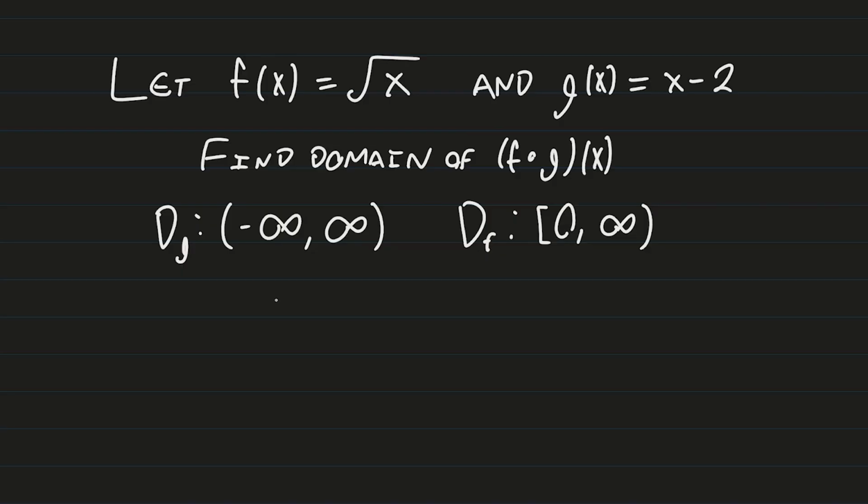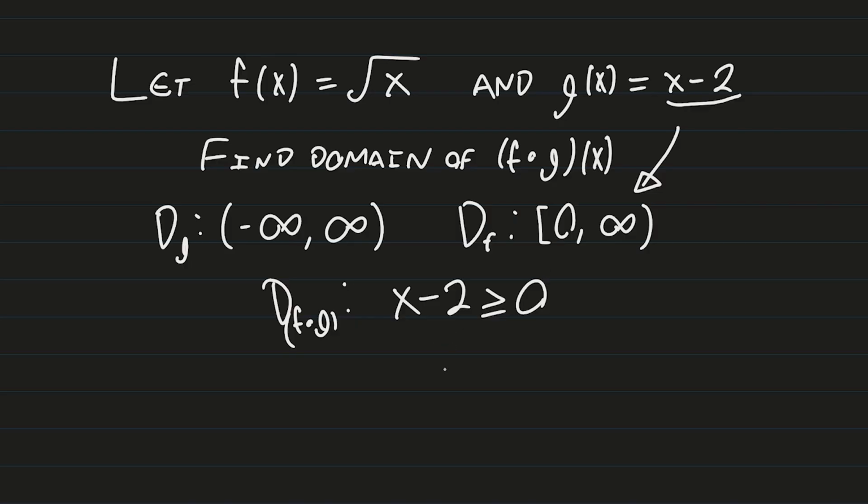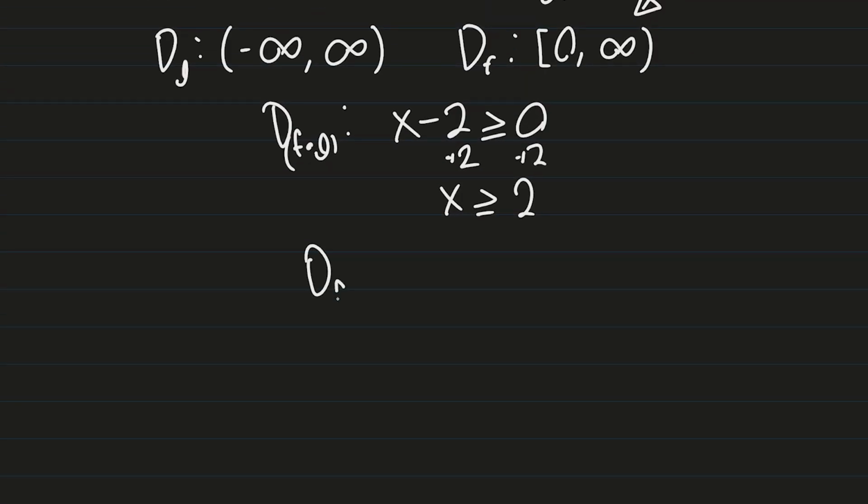Now, to find the domain of f of g, you have to find places where g of x is in the domain of f. Well, what does that mean? You need to find places where this falls into this category. You need places where x minus 2 is greater than or equal to 0. So x has to be greater than or equal to 2 if you add 2 to both sides. Therefore, the domain of f of g of x is from 2 to infinity with 2 included.